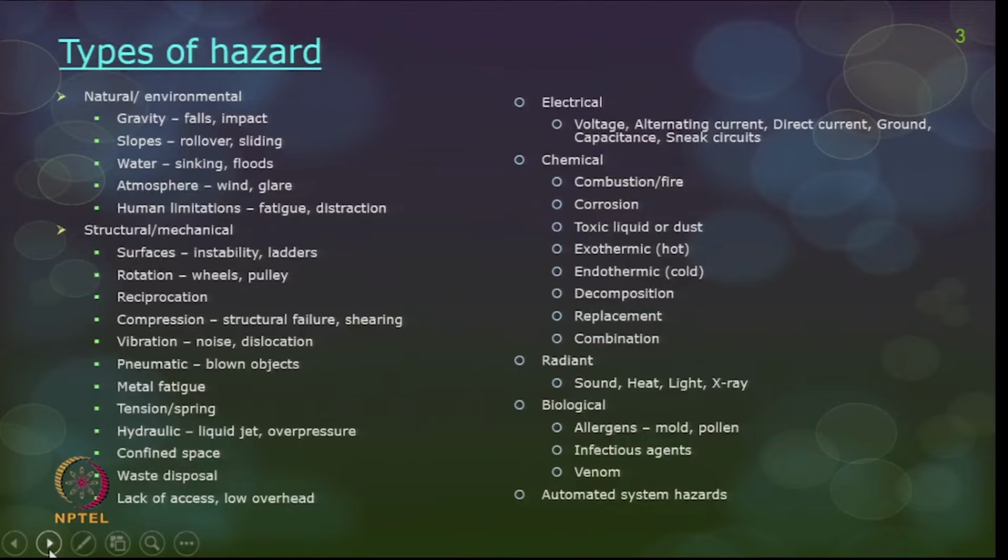Electrical: voltage, alternating current, direct current, ground, capacitance and so on. Chemical: combustion, fire, corrosion, toxic liquid, exothermic and endothermic reactions, then decomposition and so on. Radiant: sound, heat, light and etc. Biological: venom, infectious agents and allergens, and automated system hazards, wherein the system can cause a failure and you may do wrong handling of materials inside. So, these are all the different types of possible hazards.